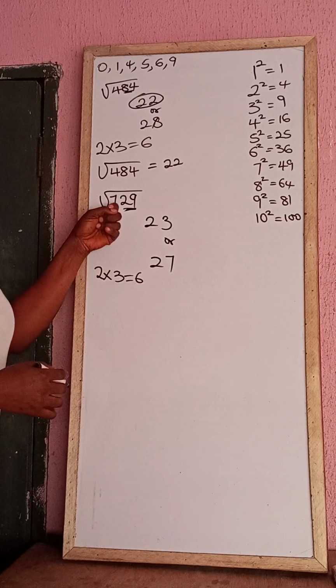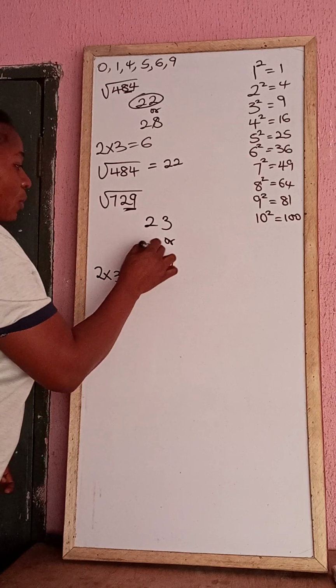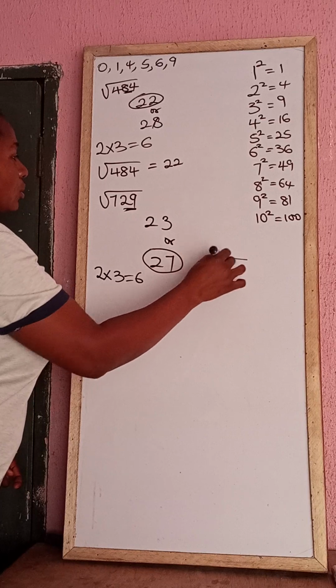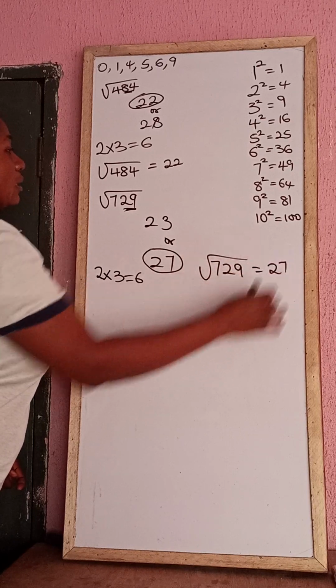And 6 is smaller than 7, which means for our answer, we are going for the larger number. In other words, the square root of 729 is equal to 27.